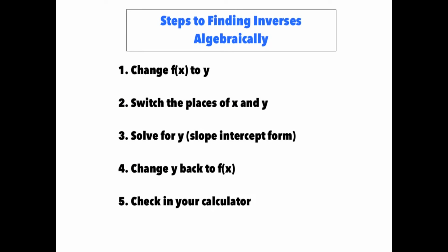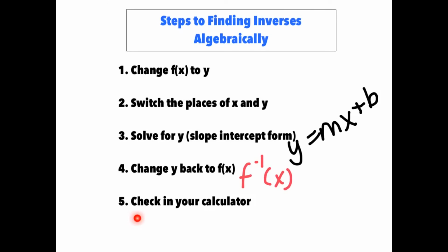So here are the steps written out. Remember to change f of x to y, have the x and y switch places in the equation, then just solve for y, get your equation in slope-intercept form, which is just y equals mx plus b. Then change your y back to f of x, but remember this time the f has a little -1 by it. And then you can always check it in your calculator to make sure you did it right.